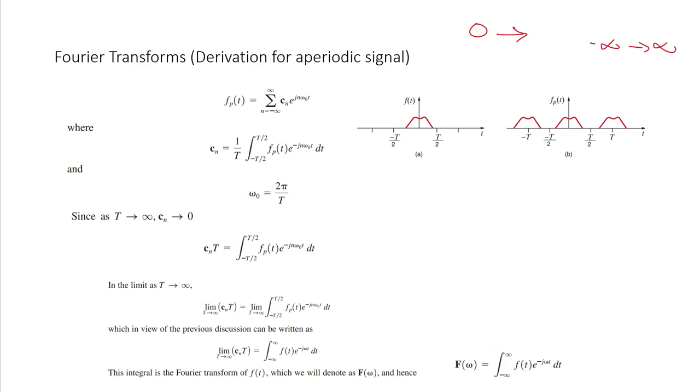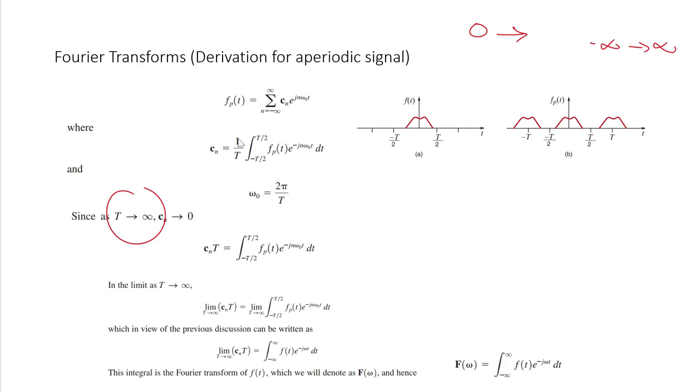But there is another problem. The problem is that the signal is aperiodic for the whole time space. So what can we do? How can we say that this T by 2 and minus T by 2 is the whole time space? By calling this T tends to infinity. So if we say that T tends to infinity, then we can repeat the signal and say that the signal is periodic, but its time period is infinity. It repeats itself after infinity.